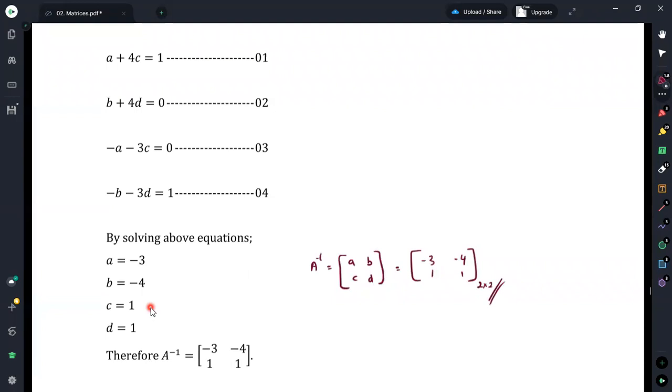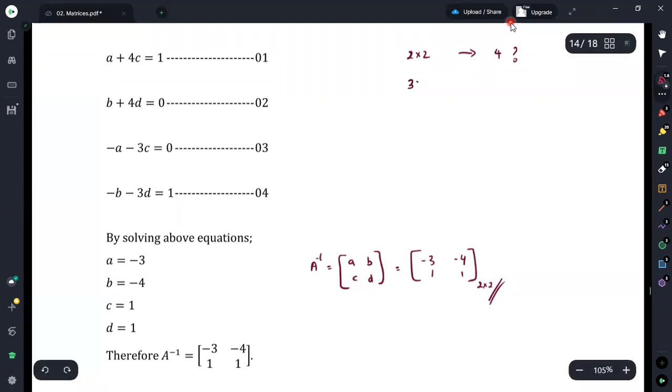When we are using this method for a 2 by 2 matrix, we had four unknown constants to find out. To find out four unknown constants, we had to prepare four linear simultaneous equations and solve them. But if you think about a 3 by 3 matrix, if you need to obtain its inverse, there should be altogether 9 elements. We need to find 9 elements, meaning 9 unknown constants have to be used. To find these 9 unknown constants, we need to construct a set of 9 linear simultaneous equations.